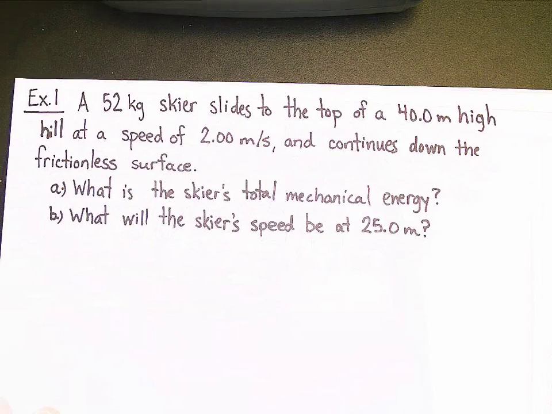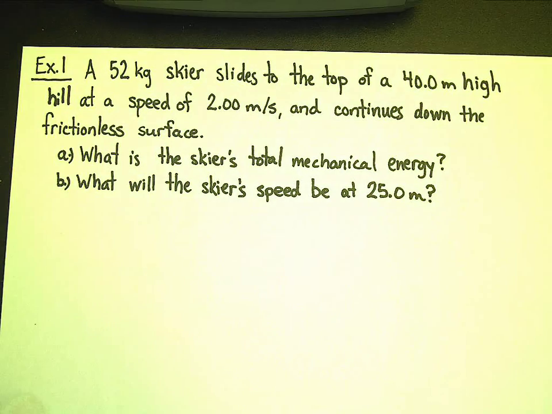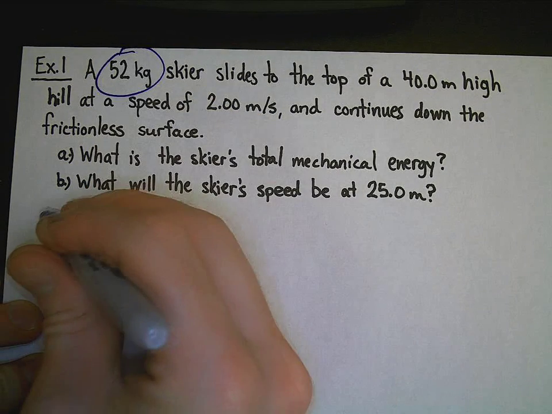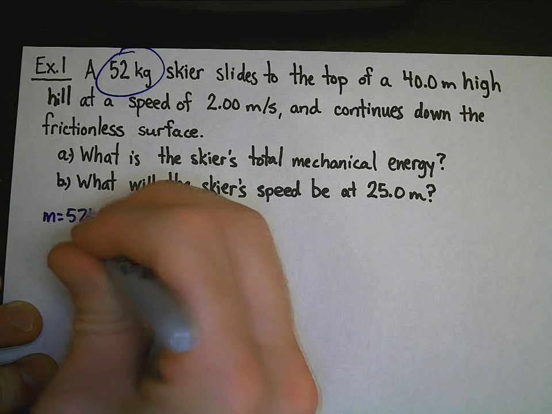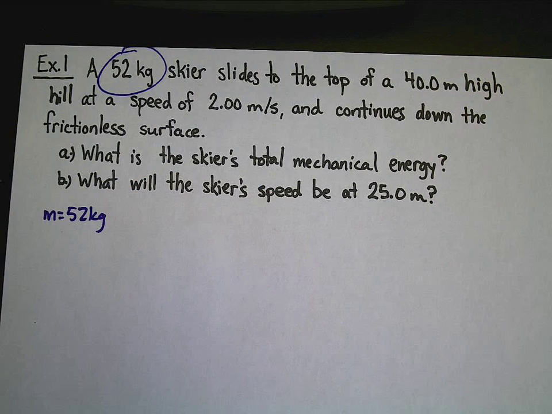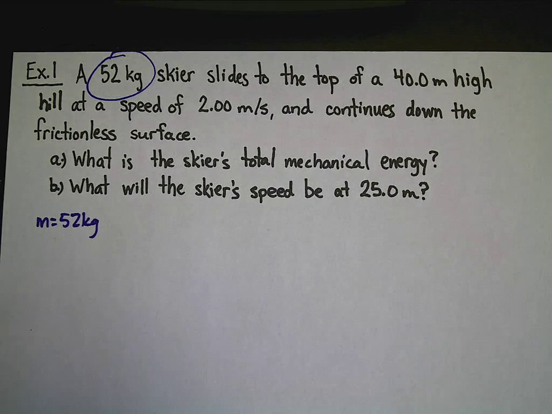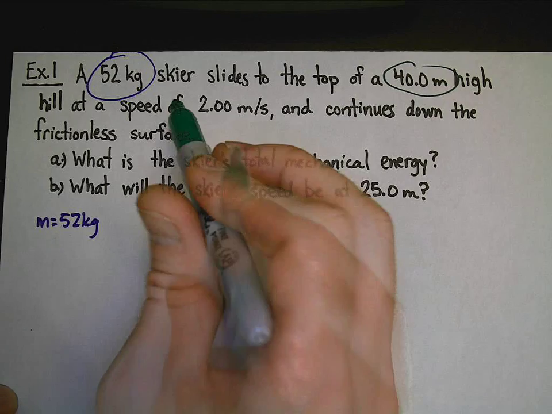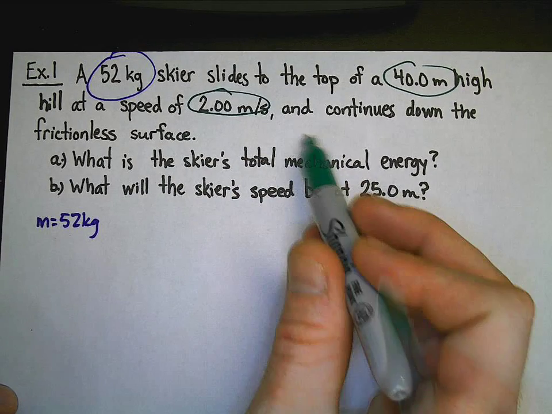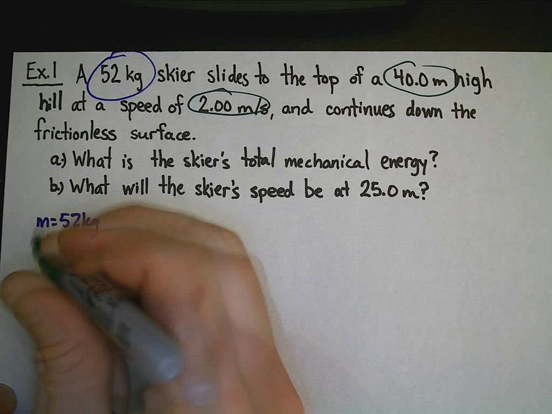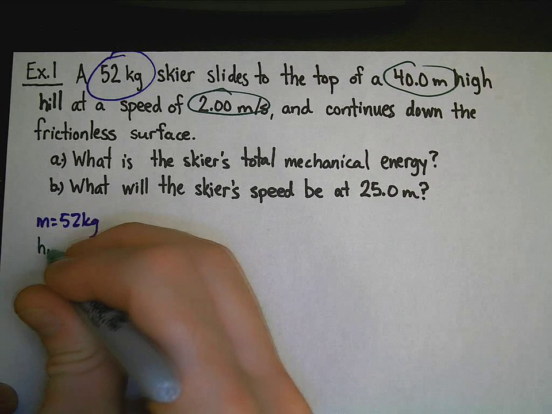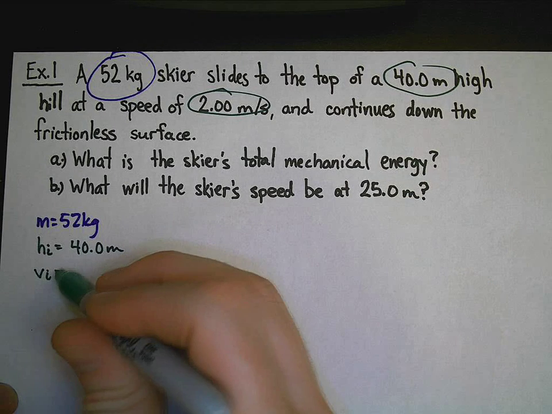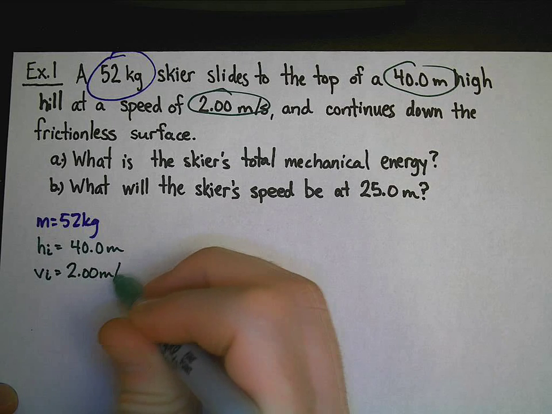In example 1, we have a 52 kilogram skier, which tells us our mass of the skier is 52 kilograms, and who has slid to the top of a 40.0 meter high hill at a speed of 2.00 meters per second, and then continues down this frictionless surface. So that means we know that HI is 40.0 meters and VI is 2.00 meters per second.